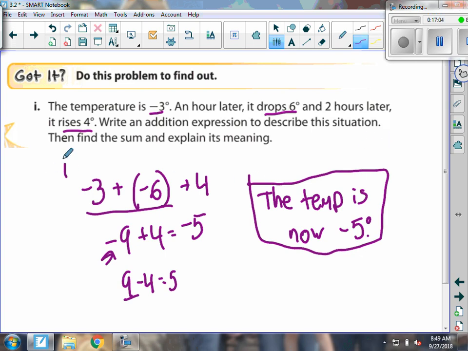So I have my addition expression, the sum, and the explanation. What does it mean? What is that? Because -5 doesn't tell me anything. You need to tell me what that -5 represents. What does it mean?